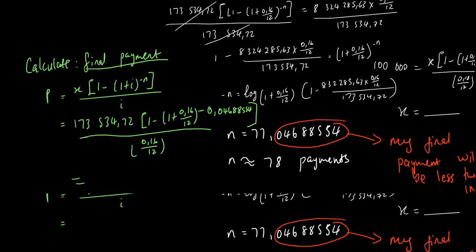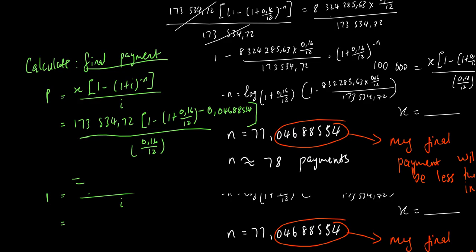So if you put it in your calculator: 173,534.72 into 1 minus 1 plus 0.16 over 12 to the power of negative the answer, which is 0.046888554, all divided by 0.16 over 12.